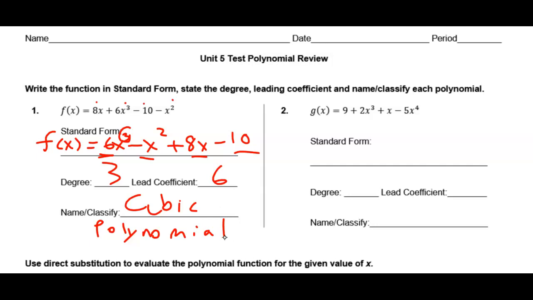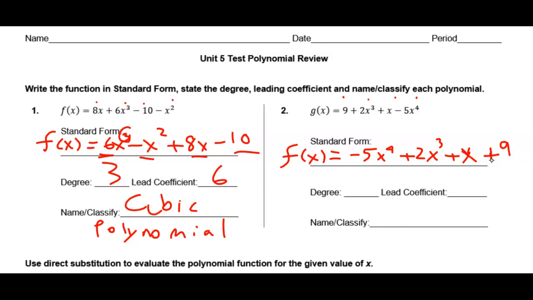Okay, standard form, highest power. So f of x equals negative 5x to the 4th. The next highest power is the third power, so plus 2x to the third power. Next highest power is the 1 power, x. The last one is the constant 9.